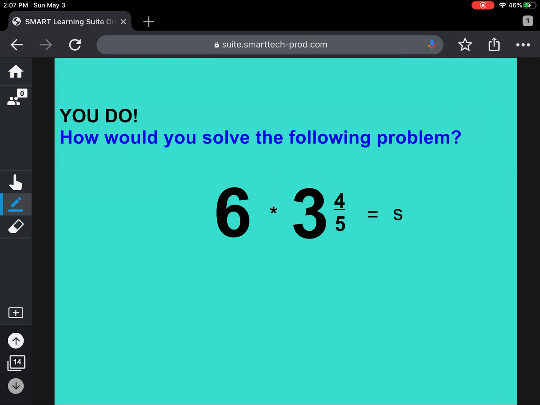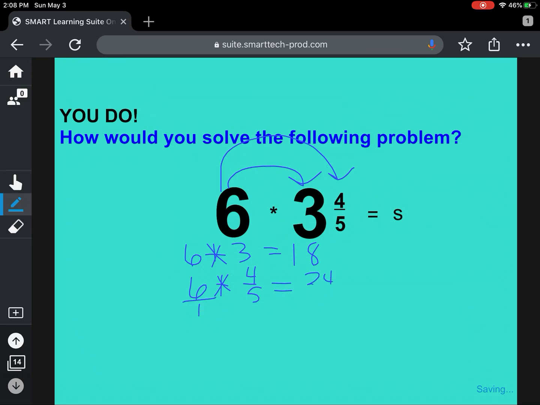All right, let's check your work. First, I would have started by solving or multiplying my two whole numbers. 6 times 3 equals 18. Then I would have taken my whole number times my fraction. So 6 times 4/5. Put that 6 over 1, multiply my numerators, and then my denominators. There I have my improper fraction.